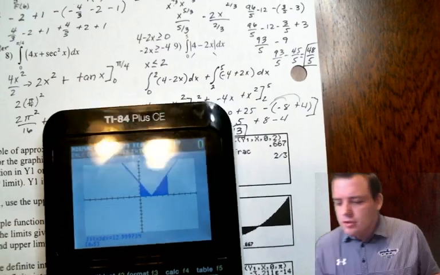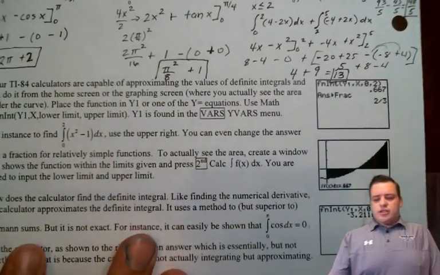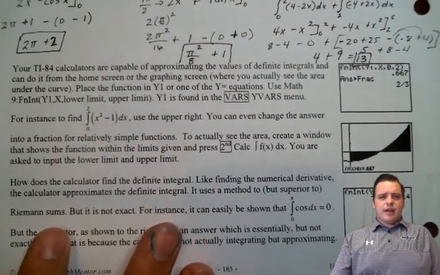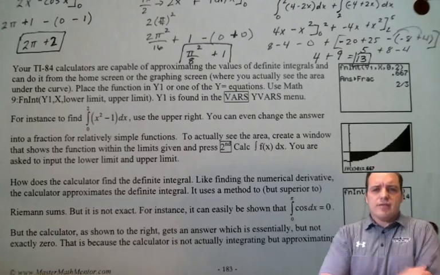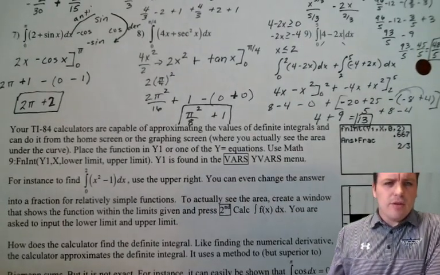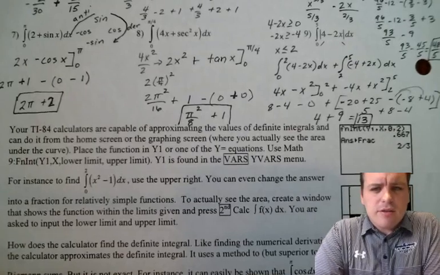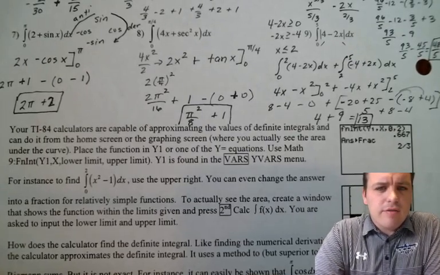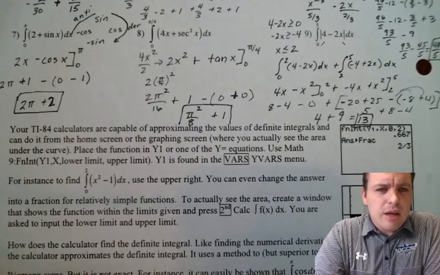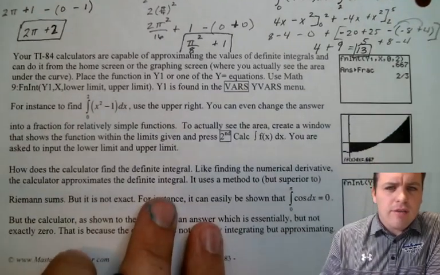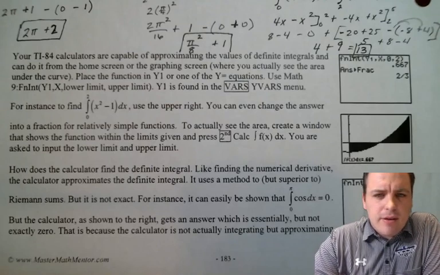Okay, so just to read through here, your TI-84 calculators are capable of approximating the values of definite integrals and can do it from the home screen or the graphing screen, where you can actually see the area under the curve. I've explained that to you. You don't even have to do it like that. That's a little bit older than what we have. So you can actually do it from your calculator now. And then to actually see the area, we've done that.